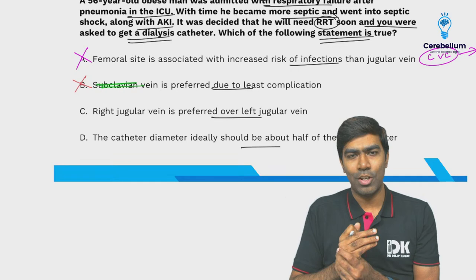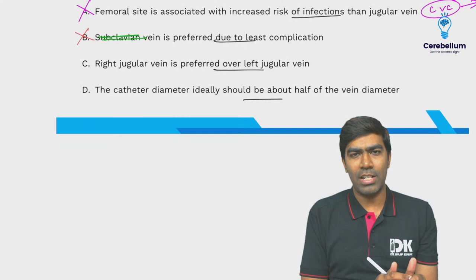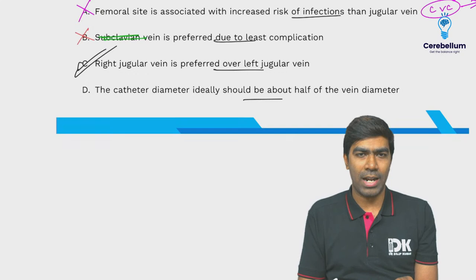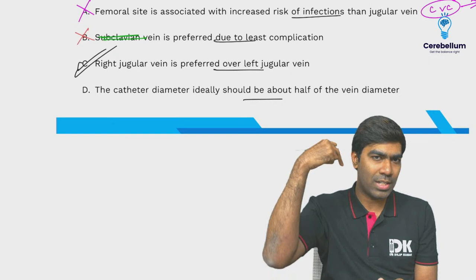No subclavian. And right internal jugular vein is preferred over the left internal jugular vein. Absolutely correct statement. So this is correct. Generally the left internal jugular vein is not straight. It's going to follow a curved pathway, so it's not easy to cannulate it. Risk of failure and complication is a little high. But we are going to prefer the right internal jugular vein. It is straight going down into the SVC and into the right atrium. So that's preferred.